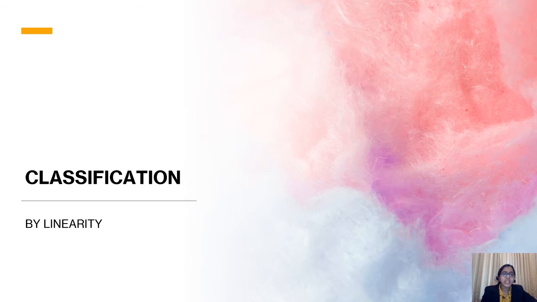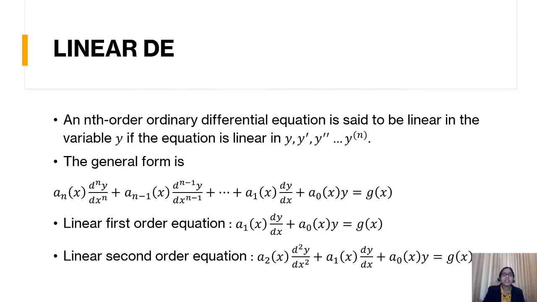So next is the classification by linearity, whether a given differential equation is linear or not. By a linear differential equation, what we mean is that an nth order differential equation is said to be linear in the variable y if the equation is linear in y, y dash, y double dash, etc., up to y raised to n. I hope you get the picture.